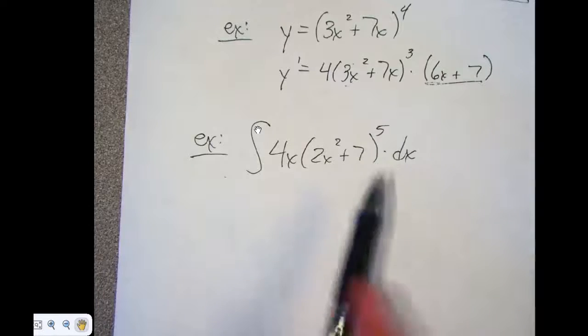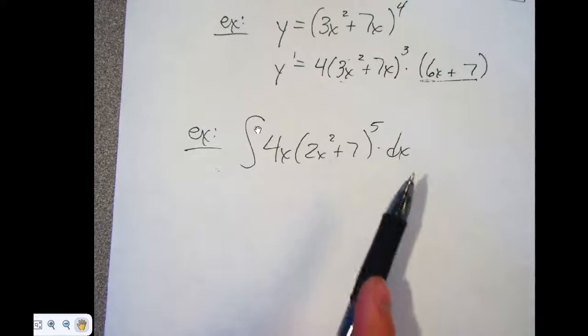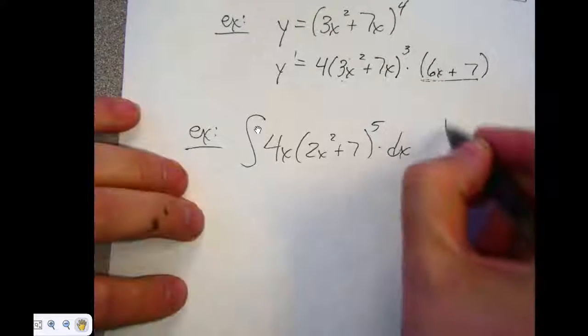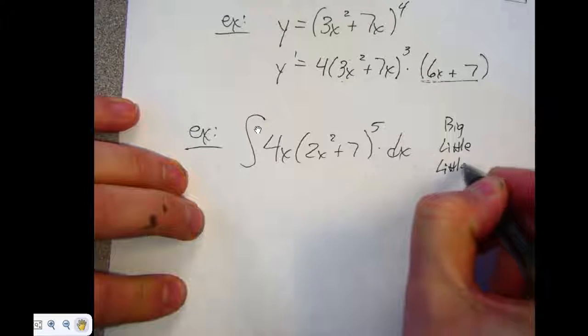So I need to look at this and identify 3 things. The big guy. So there's a big, a little, and a little prime.